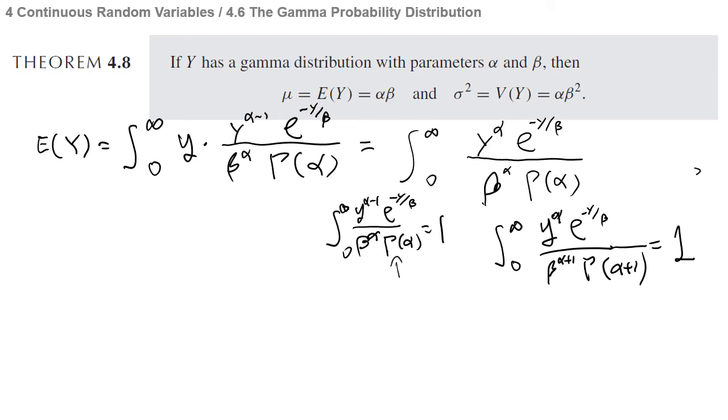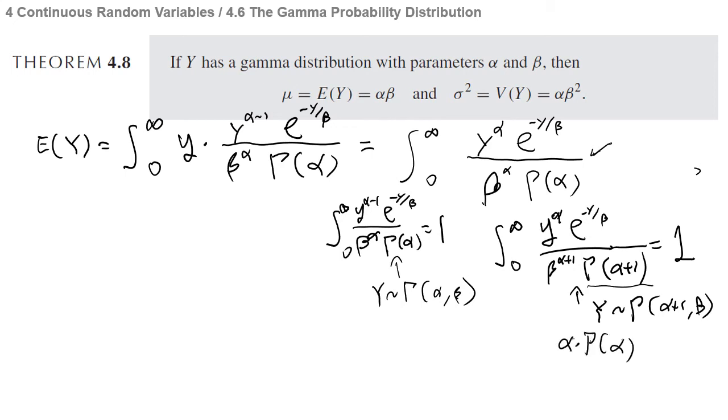because this is when y follows a gamma distribution alpha comma beta, and here y follows a gamma distribution alpha plus 1 comma beta. So this is again a gamma distribution, so the sum of this distribution is 1. What we also know is that gamma alpha plus 1 is alpha times gamma alpha. So here times alpha and divide by alpha, and we can put times alpha here and alpha here, and also times beta here and times beta here.